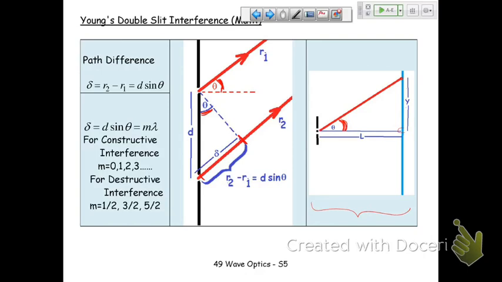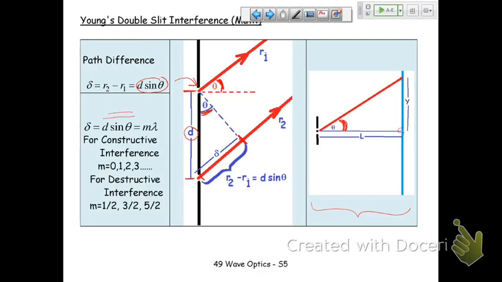So here's my path difference. And this is d, the distance from the center of one slit to the center of the other slit. And I know that, or I'm given that, or I've got to find that out. I want to express my path difference in terms of the other parameters. My path difference, this delta, is equal to R2, the distance from this slit to the screen, minus R1, which equals, now if I look at this triangle, this is opposite to that angle, and this is the hypotenuse. So this is d sine theta. That comes out of this geometry. So my path difference is equal to d sine theta.